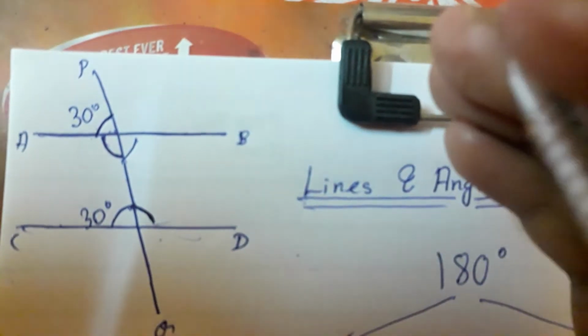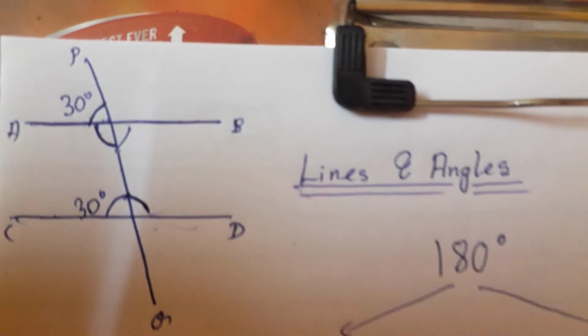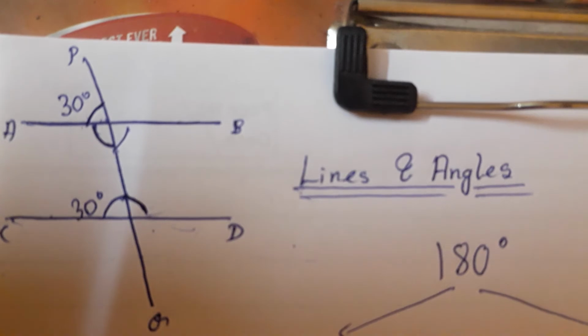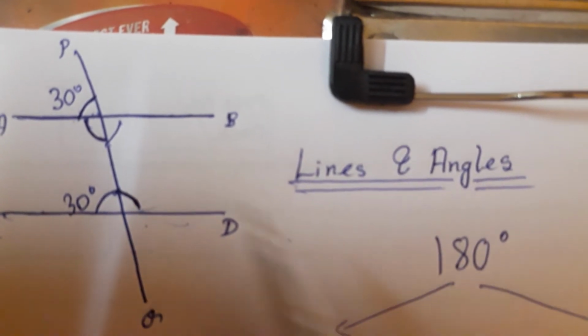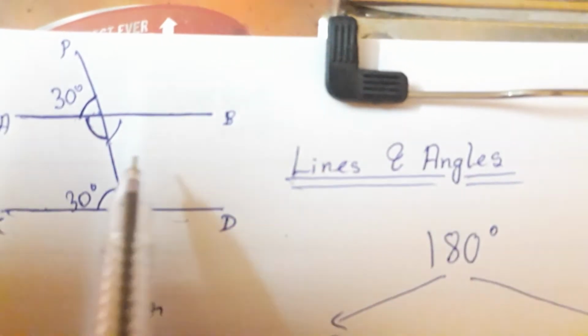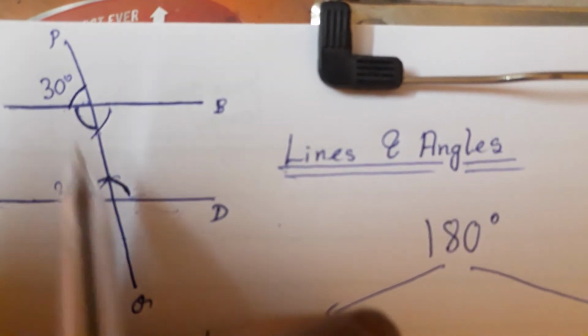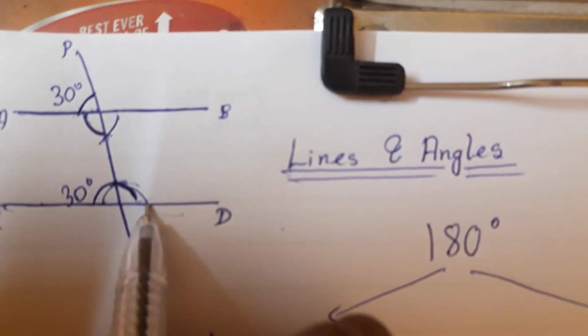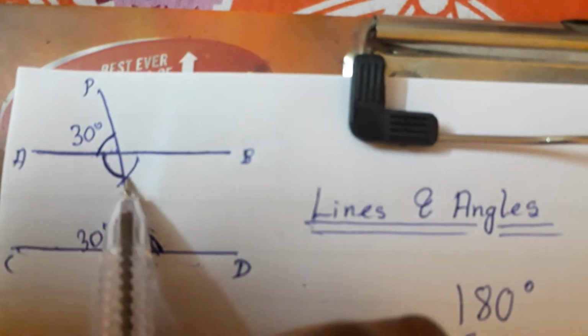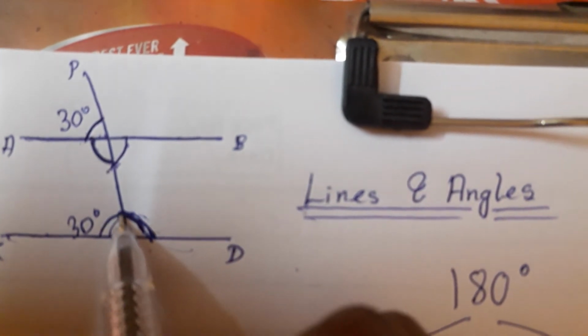So the alternate angles will be this angle equals this angle and this angle equals this angle, alternate portion. Okay, this is why the term is known as alternate interior angles. Interior means the inside portion, and alternate means this angle will be equal to this and this angle will be equal to this, alternately.